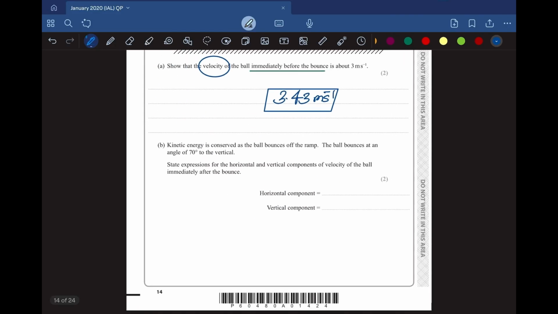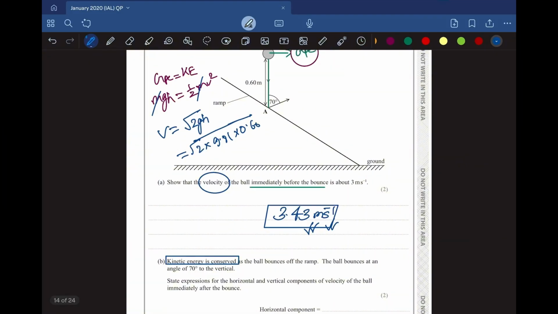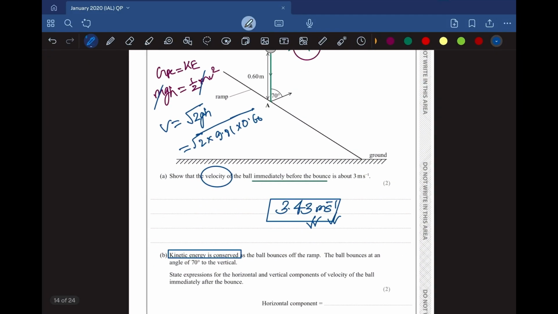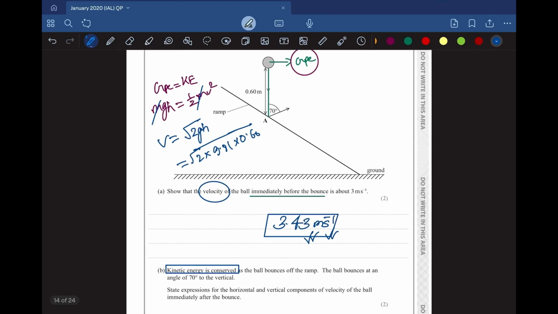Now moving on to the next part, it says kinetic energy is conserved as the ball bounces up the ramp. So when they say that the kinetic energy is conserved, that means the kinetic energy before the collision is equal to the kinetic energy after the collision. So 3.43 meter per second was the velocity immediately before bouncing. So after bouncing, the velocity is going to be the same because the mass of the ball is the same. So here we can say after bouncing, its velocity is 3.43 m s^-1.